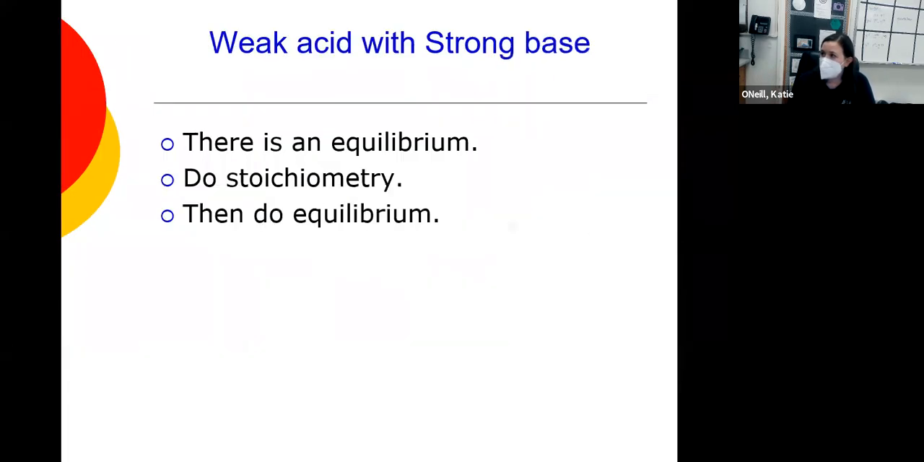On the flip side, if one of them is weak acid with strong base or weak base with strong acid, there is going to be an equilibrium. So the stoichiometry is how we're going to figure out the initial concentrations. And then the do equilibrium means do the icebox calculation then. So we're going to account for that equilibrium concentration. Stoichiometry used to get initial, and then equilibrium to be able to use with decays.